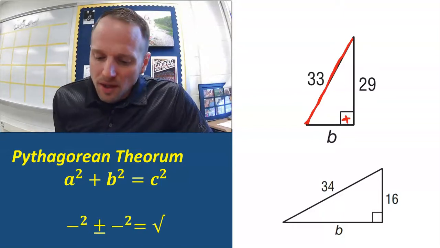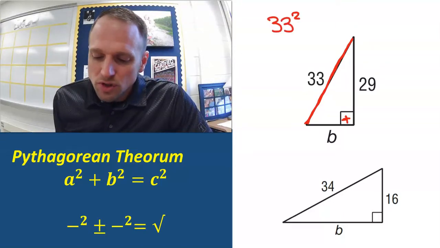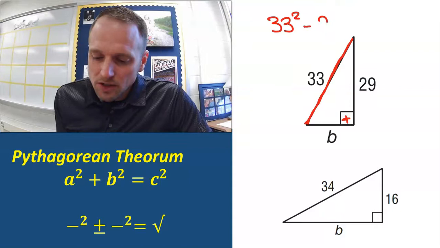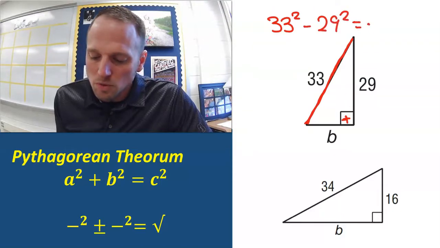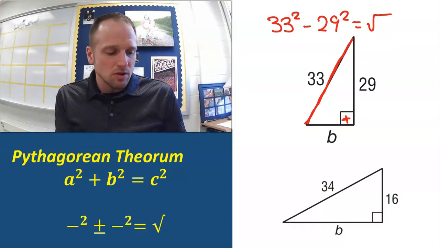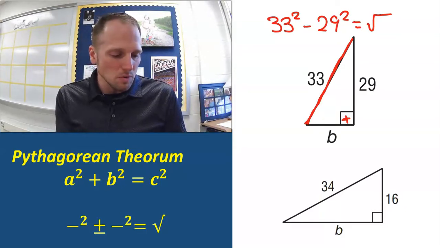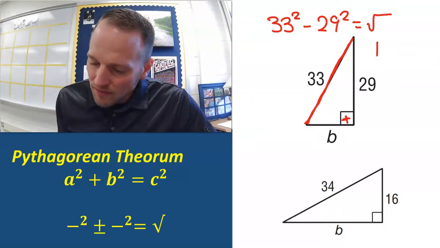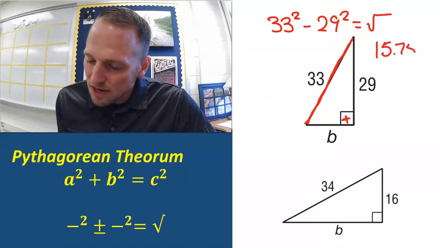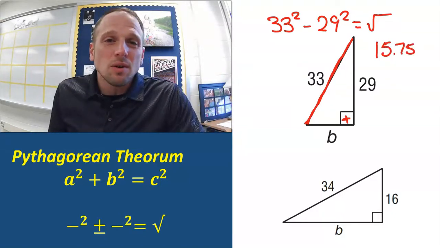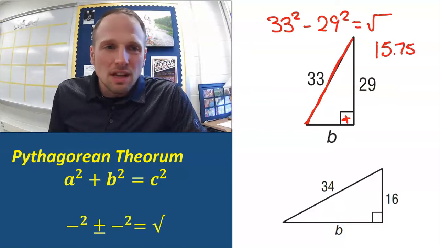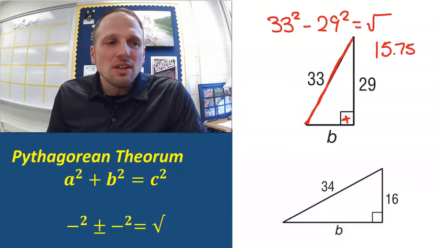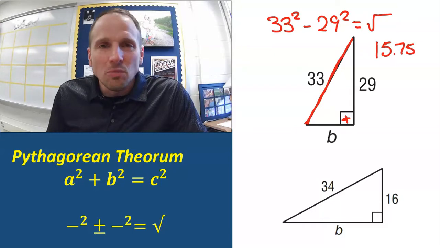All right, so one thing we're going to do here, make sure we're always using the bigger number first. Otherwise, we're going to get some tricky stuff later. But 33 squared minus 29 squared equals square rooted. And let's see what that is. That's going to be 15.75. Now, if you're working through this on your calculator, you might have got some crazy answer like 2 square root of 62. For right now, let's just change that to a decimal and put it as 15.75.